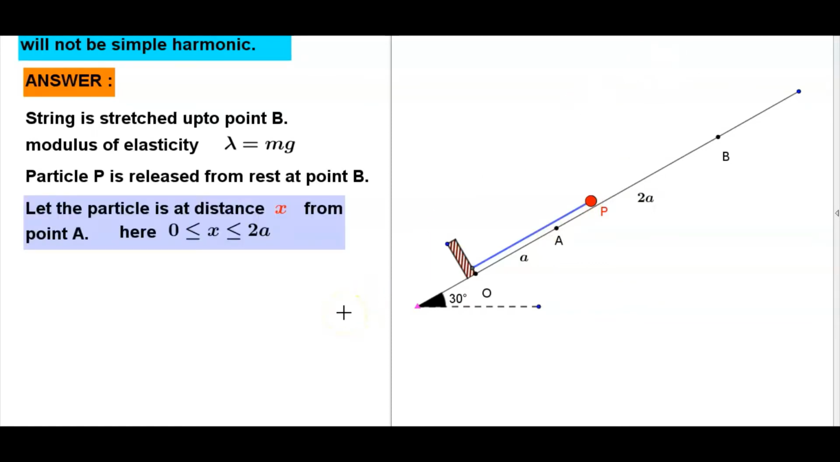Let the particle be at distance x from point A, where x is greater than or equal to 0 and less than or equal to a. That means this distance is x. Let the acceleration of the particle be x double dot. At this instant, acceleration is x double dot here, in the direction of increasing x.